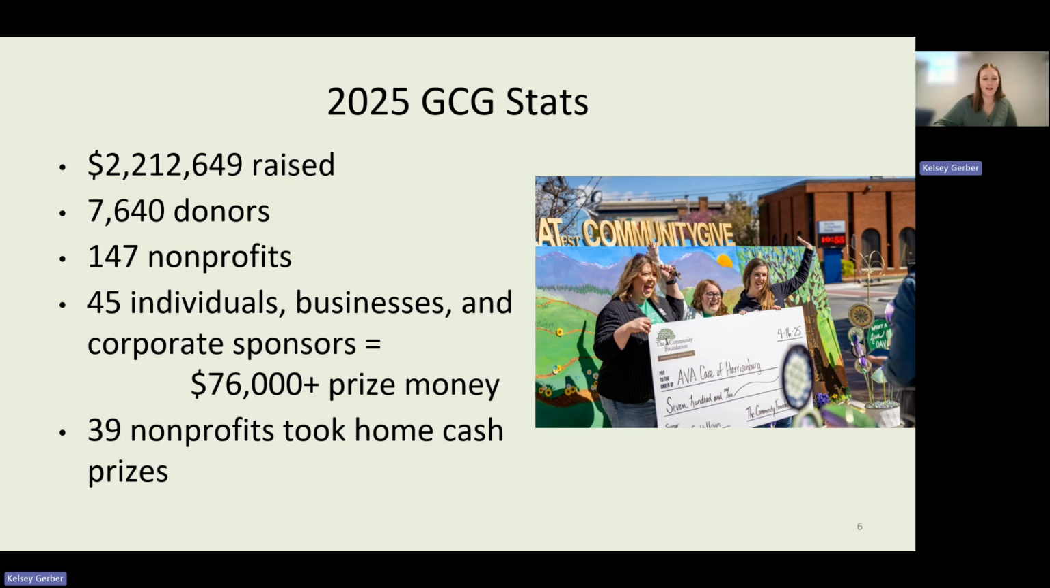I wanted to also highlight the amazing sponsors that we had. We had 45 businesses or individuals who gave their own money that went towards the prize pool of the leaderboard prize, the power hours, and the golden ticket prize money. 100% of the money that they gave, which was over $76,000, went straight to the prize pool and straight to nonprofits, which was really incredible.